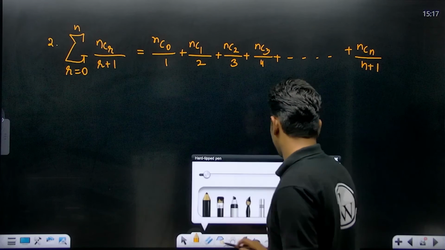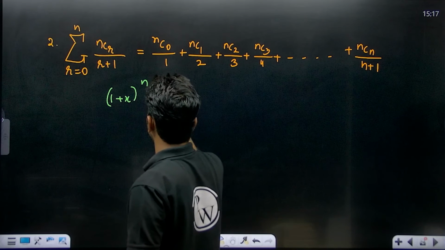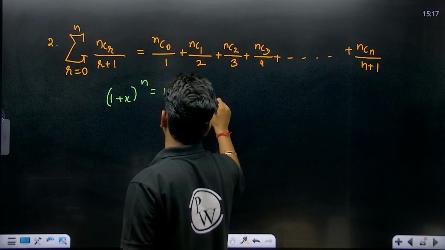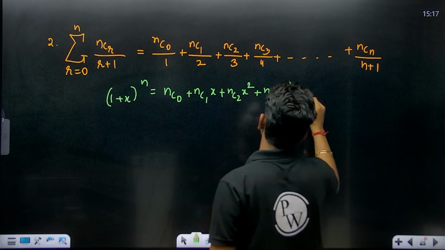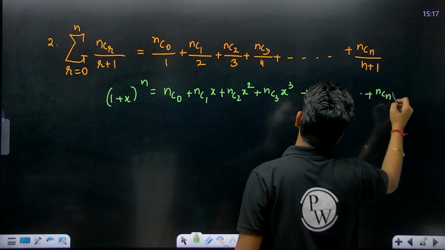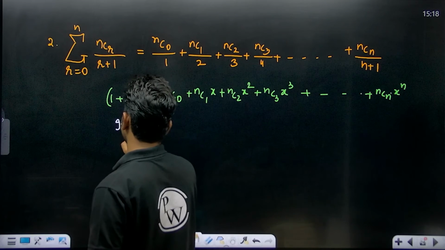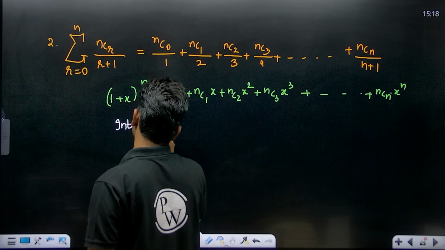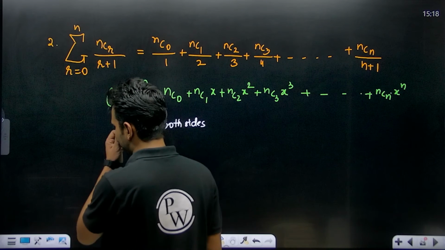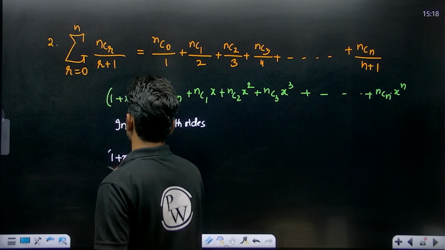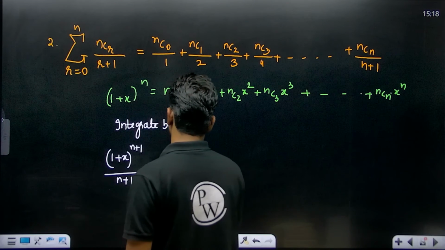Let me derive this expression for you people as well. (1 + x)^n will be equal to nC0 + nC1·x + nC2·x² + nC3·x³ and so on till nCn·x^n. So if we integrate this particular side, integrate both sides, I hope you have learnt a bit of integration in class 11th in physics. So it will become (1 + x)^(n+1)/(n+1), and this will be equal to what?